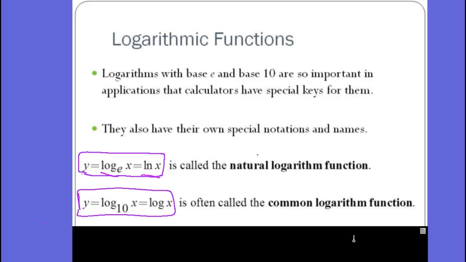So log base 10 of x on your calculator, we call this the common log. It's just log of x. That means its inverse is 10 to the x. So again, special keys on our calculator.